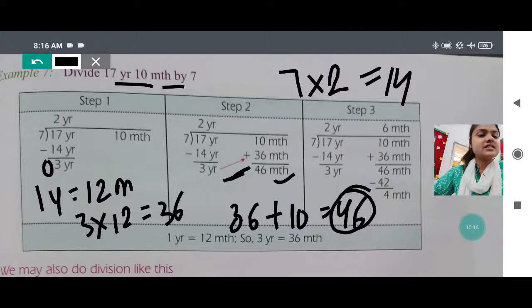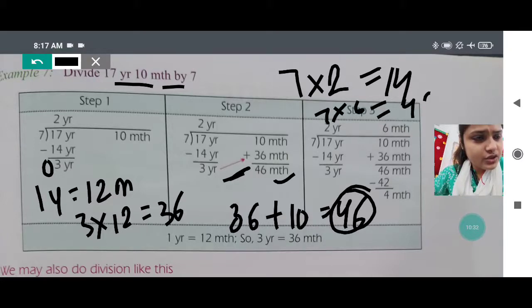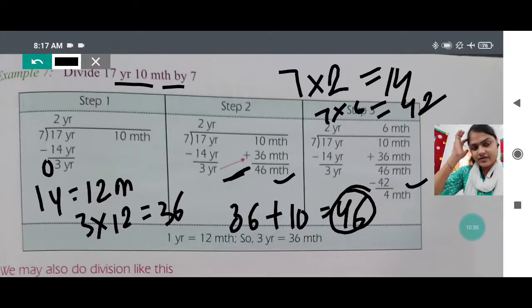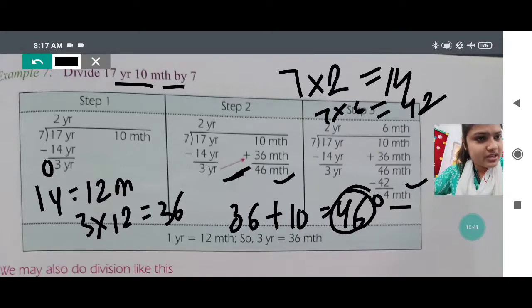Okay, next step you will divide 46. 46 will be divided by 7. So when I am dividing 46 by 7, I am getting 6 in the quotient. 7 into 6 is 42. So 42 will be written just below 46 and a minus sign will be given on the right. 6 minus 2 will be 4 and 4 minus 4 is 0.